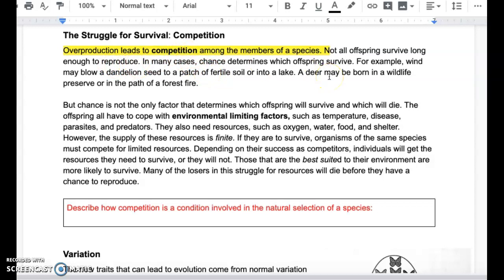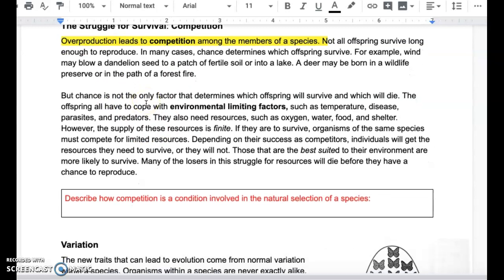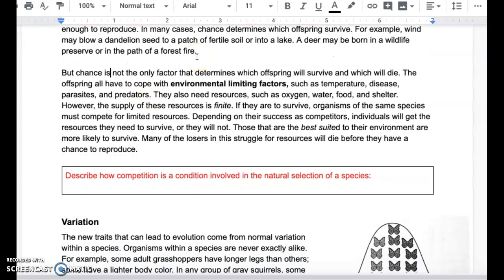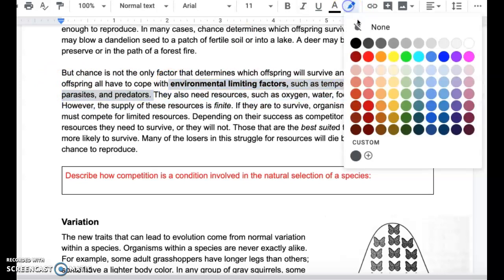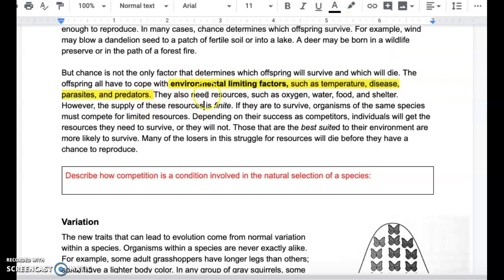For example, wind may blow a dandelion seed to a patch of fertile soil or into a lake. That's chance, right? It wasn't predetermined. Or a deer may be born in a wildlife preserve or in the path of a forest fire, right? Those two chance situations can have incredibly different outcomes. But chance is not the only factor which determines which offspring will survive and which will die. The offspring all have to cope with environmental limiting factors, such as temperature, disease, parasites, and predators. You should highlight that too.